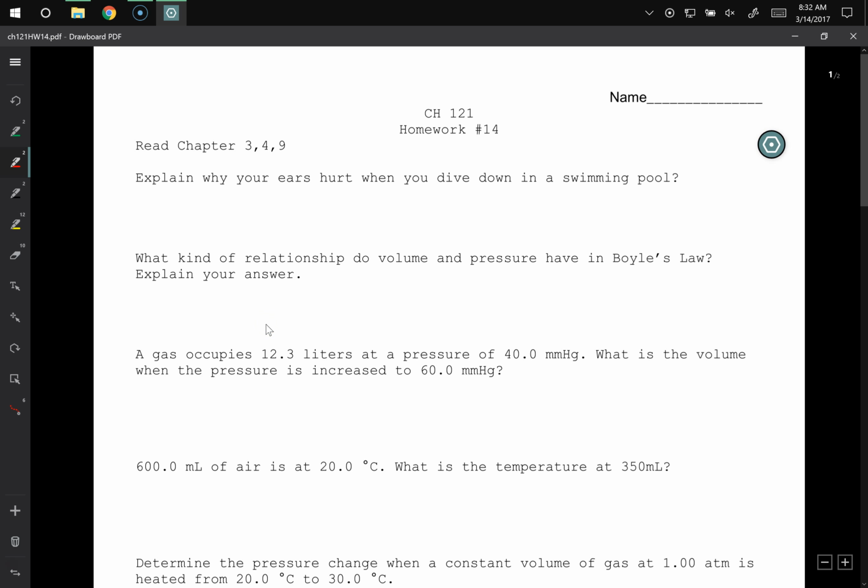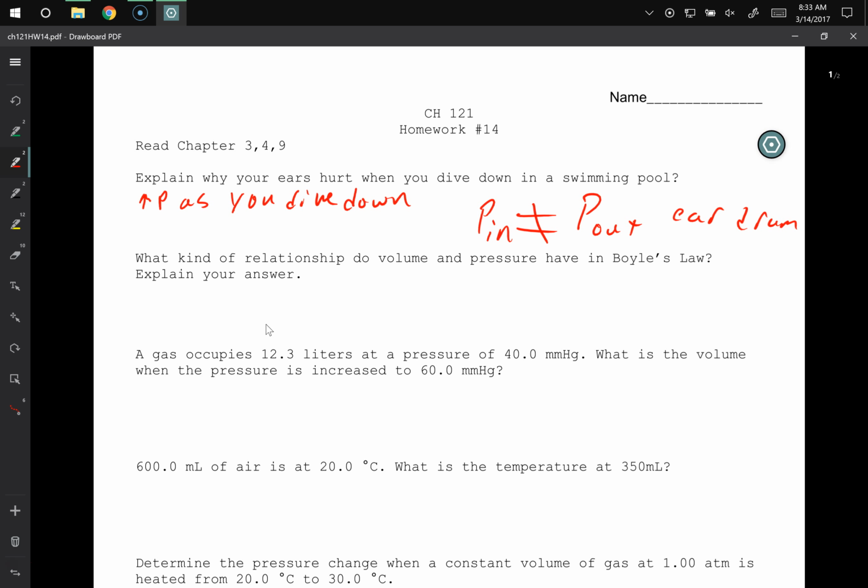Okay, this first one up here is about swimming pools. What is it about the pool that makes your ears hurt? Pressure change. So as you dive down, the pressure in the pool increases the pressure on the exterior of your ear.